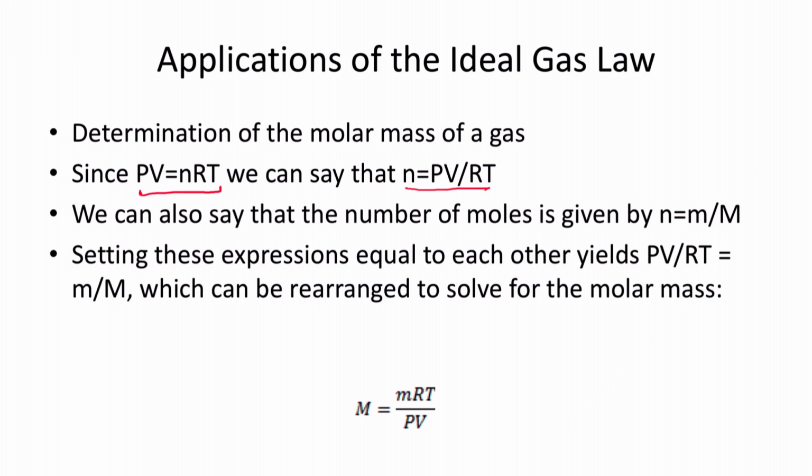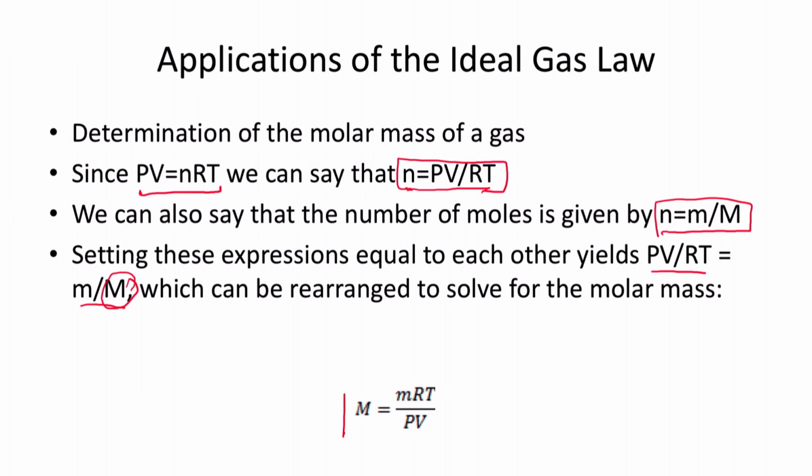If I rearrange this to solve for the number of moles, n, I get that n is equal to PV divided by RT. But I also know that number of moles is simply the mass divided by the molar mass. So since they both equal number of moles, I can set these two expressions equal to each other. So that gives me PV over RT is equal to the mass divided by the molar mass. Now all I have to do is rearrange and solve for big M, which is the molar mass.